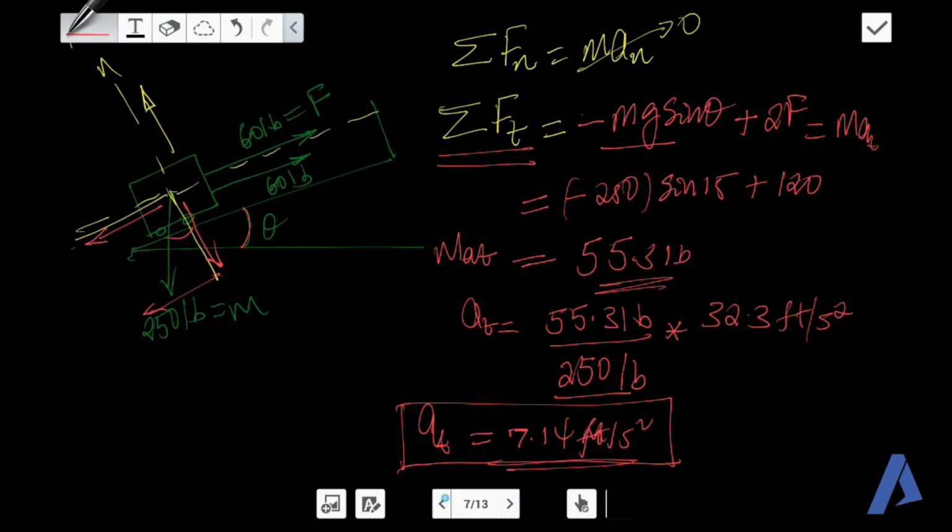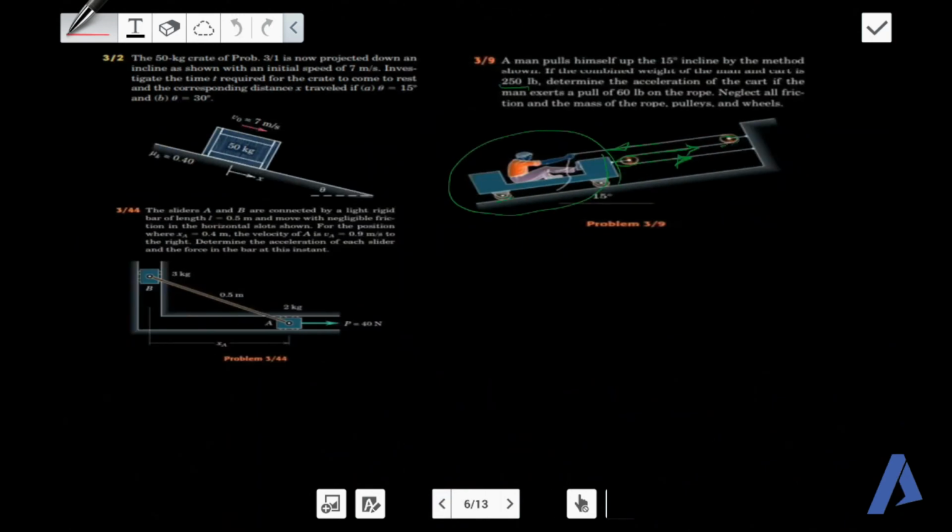Now the third question. The sliders A and B are connected by a light rigid bar of length L of 0.5 meters. We will solve this problem later with the energy method; right now we are working directly with forces. XA is 0.4 meters and the velocity of A is 0.9 meters per second to the right. Determine the acceleration of each slider and the force in the bar at this instant.